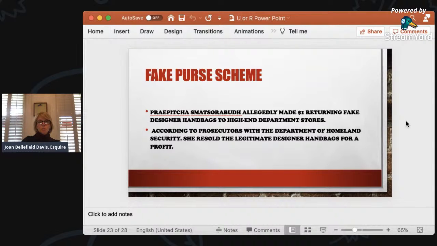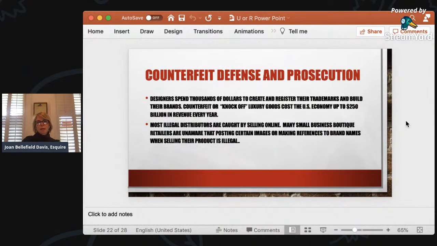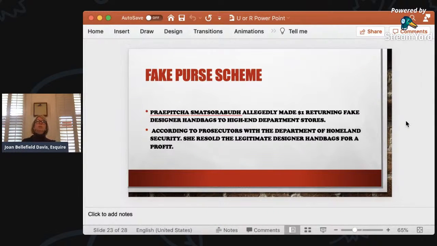Eventually, she was caught and prosecuted. I think she was given 30 months in federal prison and was going to be deported to Thailand. So you can also look up that case. I know that we don't have that much time left, but if you Google her name, which is here in the first line, you should be able to find the information about that particular case.